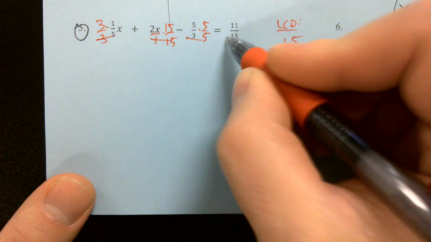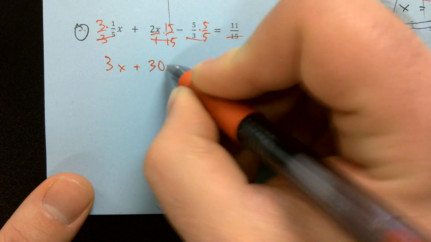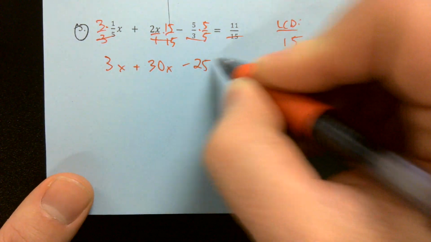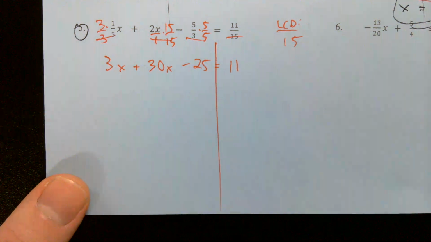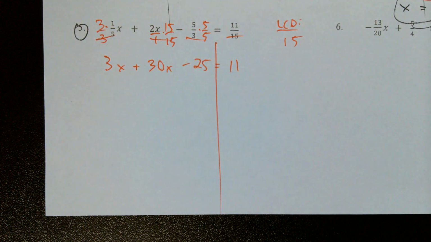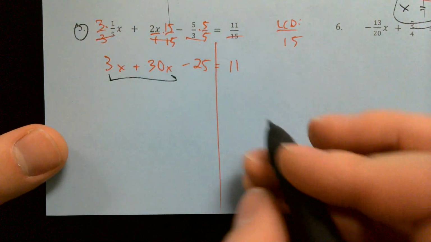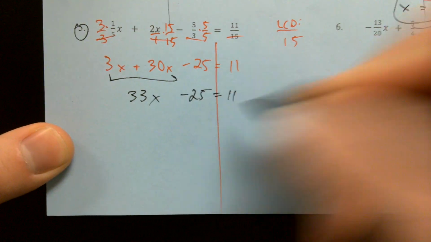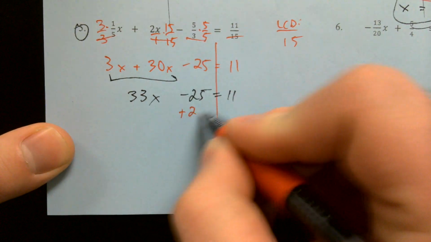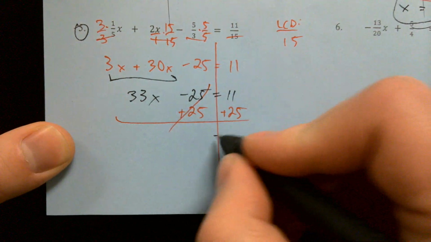Cancel, cancel, cancel, cancel. I'm left with 3x plus 30x minus 25 equals 11. This one's a little different because I have 3 terms on the left. So be careful with that. I'm going to combine my like terms first to get 33x. I'm going to add my constant to the right to get 36.